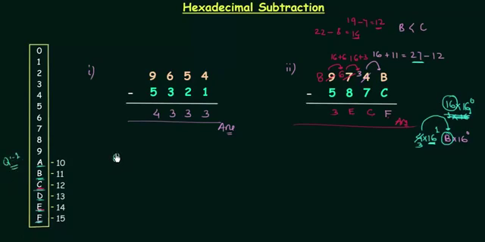In the second question, you have to perform hexadecimal subtraction: FAB minus AEF. And in the third question, again you have to perform hexadecimal subtraction: 7788 minus DEF.